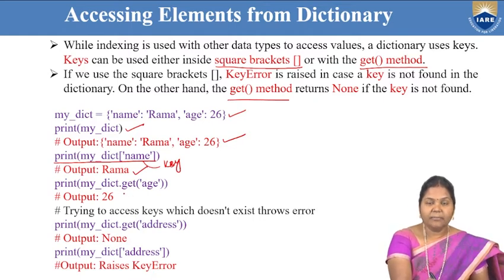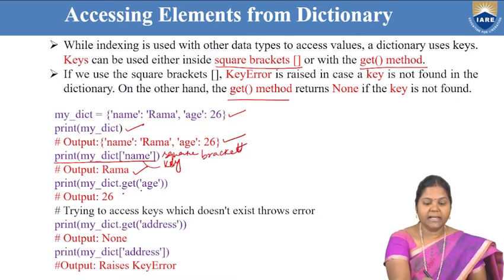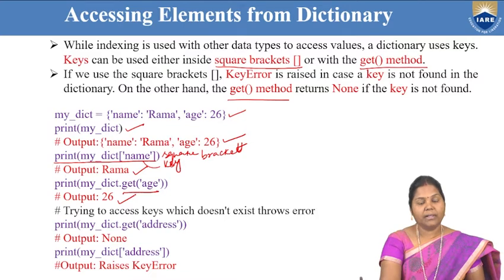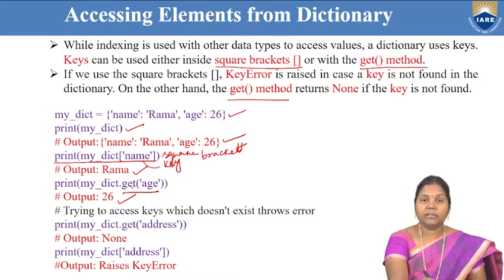Similarly, the same thing can be done. This is what we have done using square brackets, and the same thing you can do using the get method. So using the get method, we get the age of the person we want. The value 26 will be returned. So the get method or square brackets, both can be used, where you supply only a key and the output will be a value.